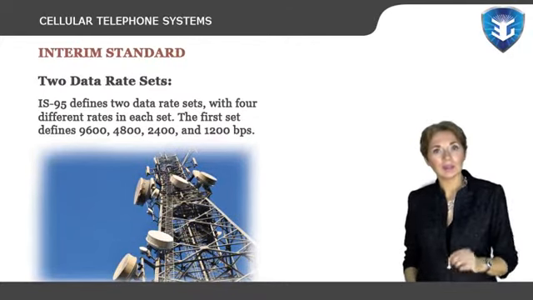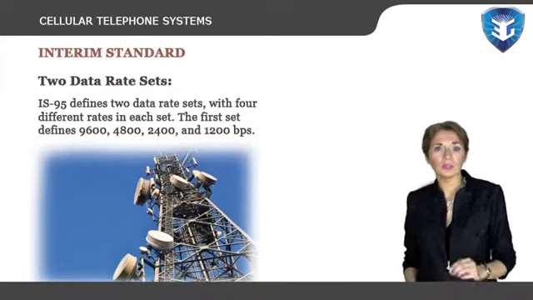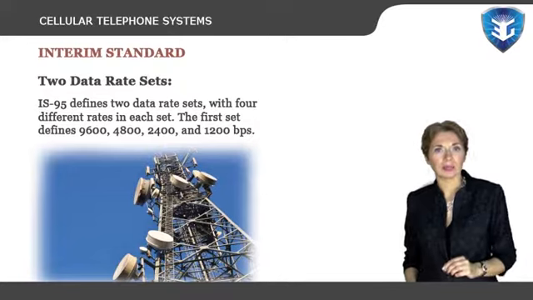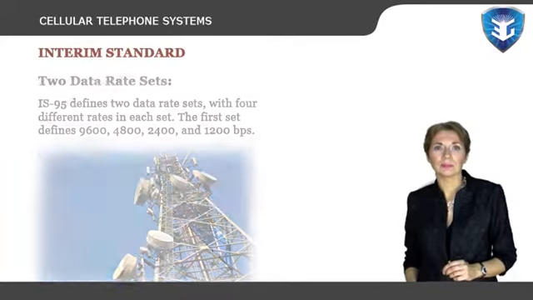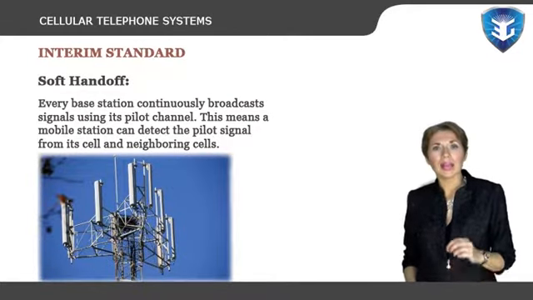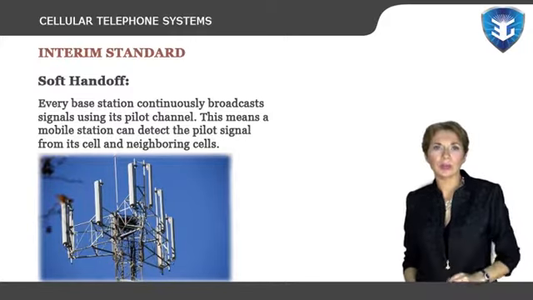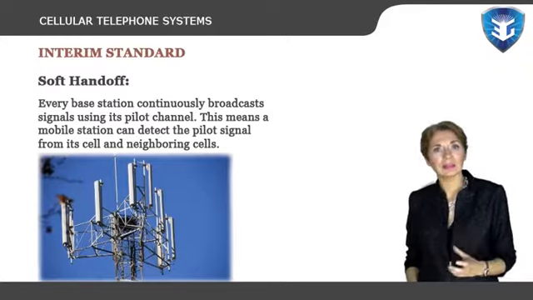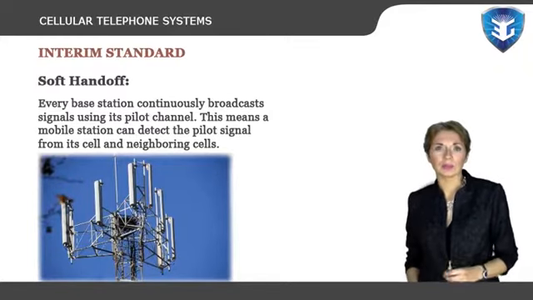In an IS-95 system, the frequency reuse factor is normally 1 because the interference from neighboring cells cannot affect CDMA or DSS transmission. Soft handoff. Every base station continuously broadcasts signals using its pilot channel. This means a mobile station can detect the pilot signal from its cell and neighboring cells. This enables a mobile station to do a soft handoff in contrast to a hard handoff.